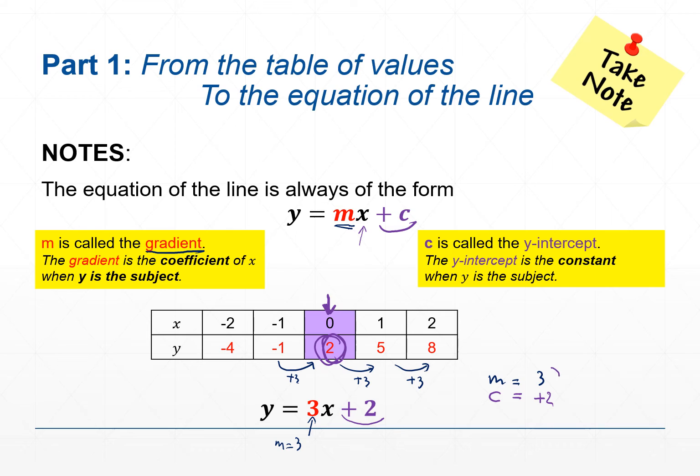Now you've got the gradient and the y-intercept. To write the equation, you just have to write it out. So it's an equation, you start with y equals, because it's a link between y and x, so y equals mx, m is 3, so we're going to have 3x, plus c, plus your y-intercept, plus 2.